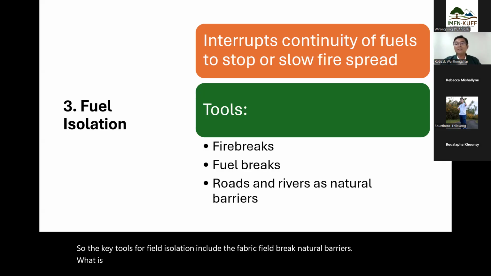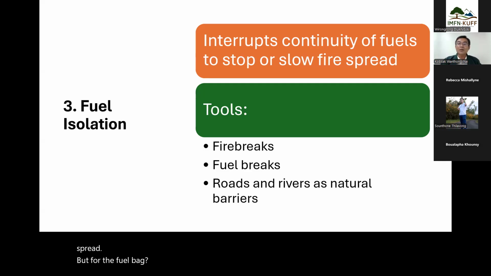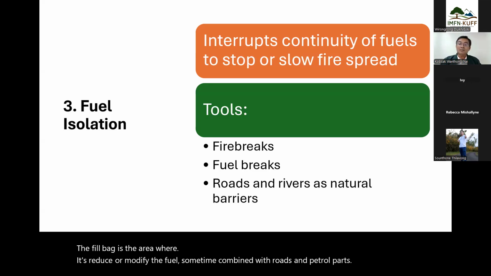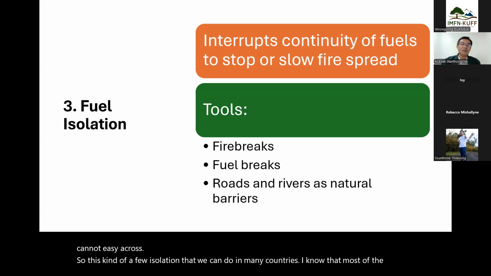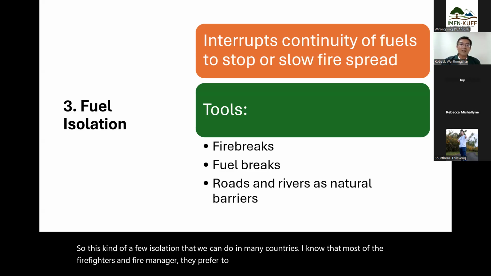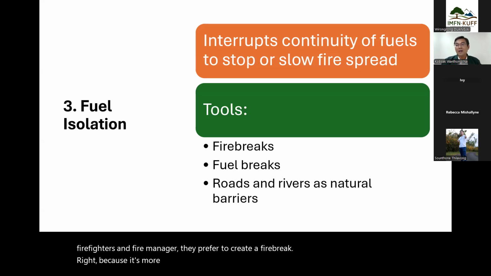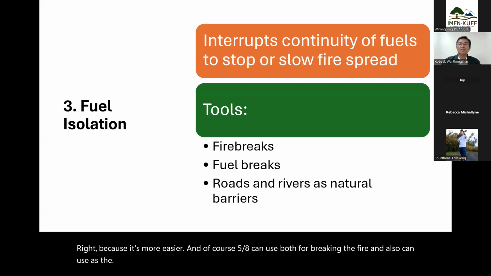What is a fire break? A fire break is a clear strip of land with no vegetation that stops the fire spread. The fuel break is an area where the fuel is reduced or modified, sometimes combined with roads and patrol paths. Natural barriers like roads, rivers, and rocky outcrops can serve as a boundary that fire cannot easily cross. So this is the kind of fuel isolation that we can do. In many countries, I know that most firefighters and fire managers prefer to create a fire break, right? Because it's easier, and of course a fire break can be used both for breaking the fire and also as a route for transportation.